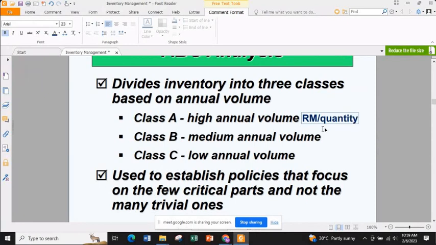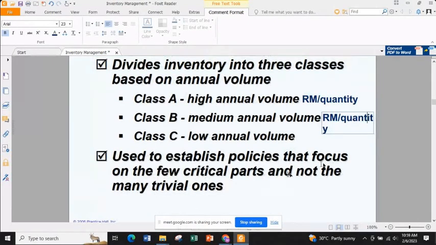Currently in our life we talk about RM ringgit. I don't know why people say value added. So you need to think, I give some idea as a student. You just make sure to be ready, and quantity. So choose to establish policies that focus on the few critical parts and not the many trivial ones.